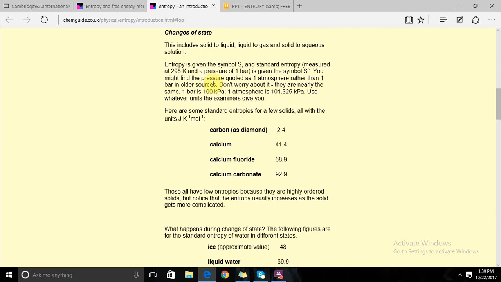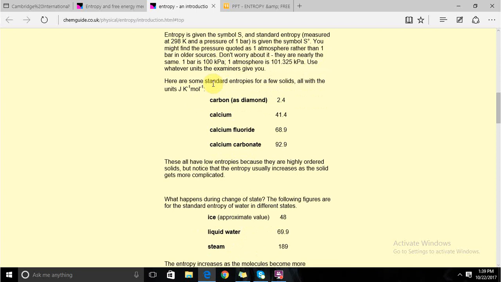And now we have some standard entropies for a few solids, and they all have the same units. Carbon diamond 2.4, calcium 41.4, CaF2 68.9, and CaCO3 92.9. And they all have low entropies. Why? Because they're highly ordered solids. But we can notice that the entropy is increasing as the solid becomes more complicated, as it has more atoms and more variety of atoms.